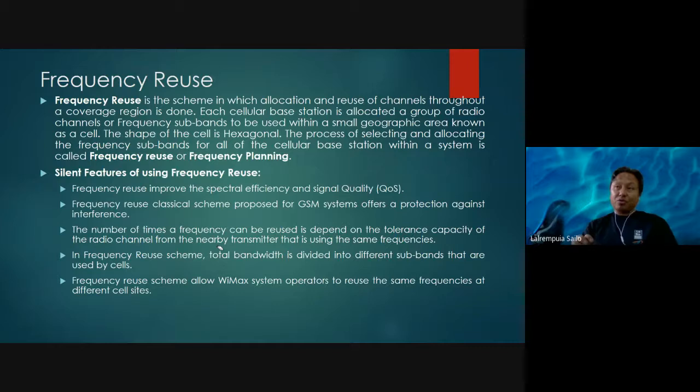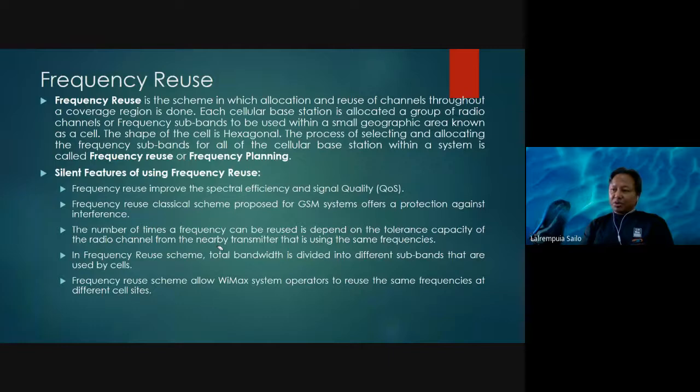That's why we have to use them in different locations, not in adjacent cells, not side by side. We cannot reuse the frequency in the next cell. It should be in a different cell, which we'll explain in the next slide. The number of times the frequency can be reused depends on the tolerance capacity of the radio channel to the nearby transmitter that is using the same frequency.